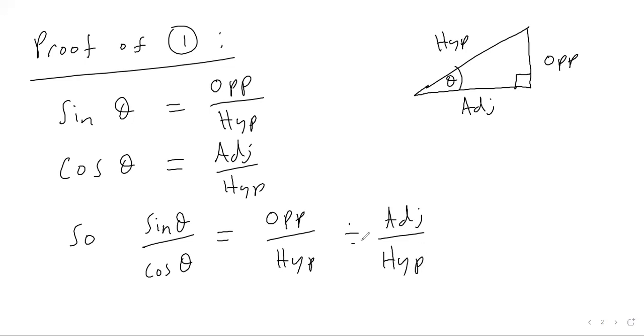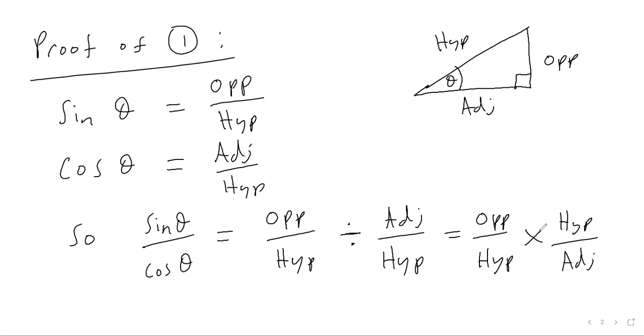So when we divide two fractions together, we keep, change, flip. That's kind of our rule to divide fractions. So we're going to keep the first fraction the same, the opposite over the hypotenuse. Change the division to a times sign, the opposite of division, and flip our last fraction over. So we get hypotenuse divided by adjacent.